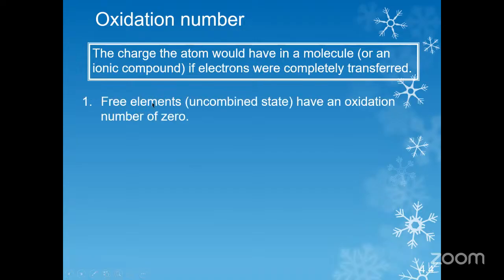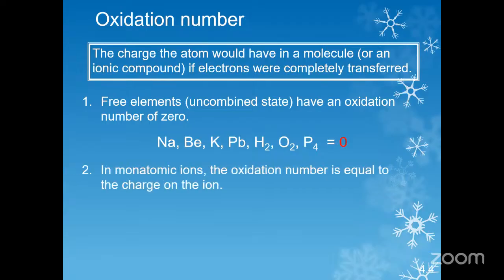There are some rules that you need to know to determine the oxidation number of an atom in different situations. The first rule is probably the easiest. If you have an atom or an element in a free state, so it's not combined with anything else, then you can automatically assume that the oxidation number of that element is zero. If you have oxygen or phosphorus or lead, any element by itself, the oxidation number of those elements will be zero. That's the first rule, and that's the easiest one.